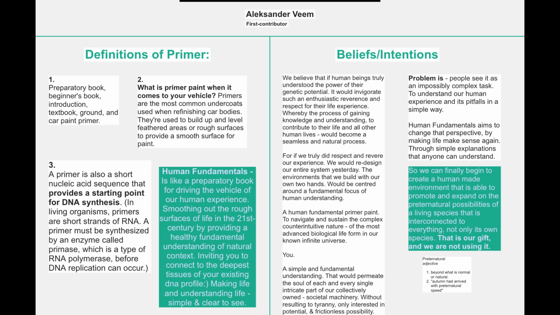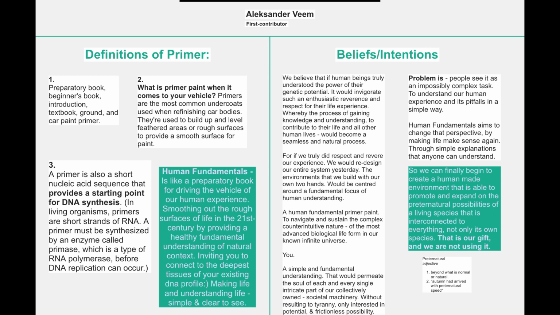So what is Human Fundamentals? Human Fundamentals is kind of like a human primer. The word primer can be defined in many different ways, such as a preparatory book, a beginner's book, an introduction, a textbook, ground, and car paint primer, where car paint primers are the most common undercoats used when refinishing car bodies. They're used to build up and level feathered areas or rough surfaces to provide a smooth surface for paint. A third definition of primer is also a short nucleic acid sequence that provides a starting point for DNA synthesis. And a primer must be synthesized by an enzyme called primase, which is a type of RNA polymerase, before DNA replication can occur. And don't worry, you don't have to know about this.